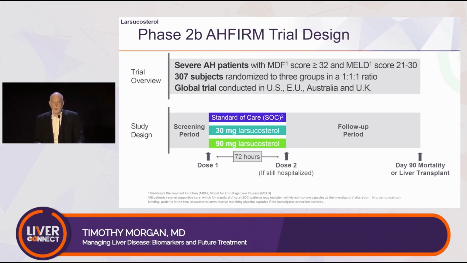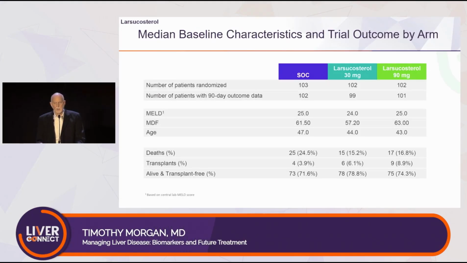This study, I think, is interesting. This was larsucosterol, which is a cholesterol derivative, and this is a phase 2b study where patients were randomized to standard of care, which could be prednisone or not, depending on the site. Then some of them received 30 milligrams on day 1 and day 4 if they were still in the hospital, or 90 milligrams. This is an IV administration of this. And we'll look at it here a little bit.